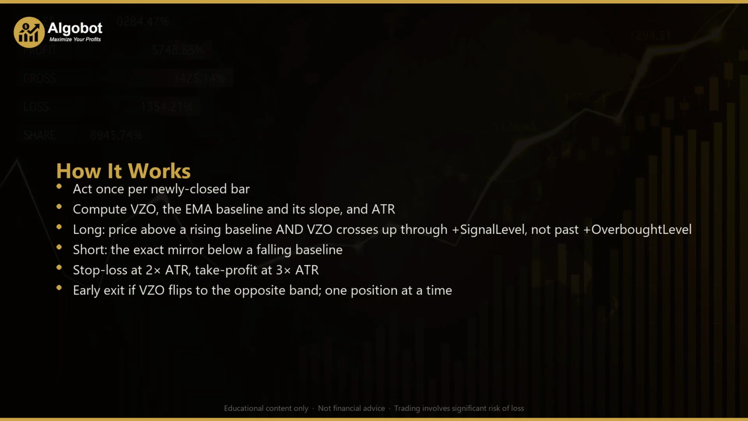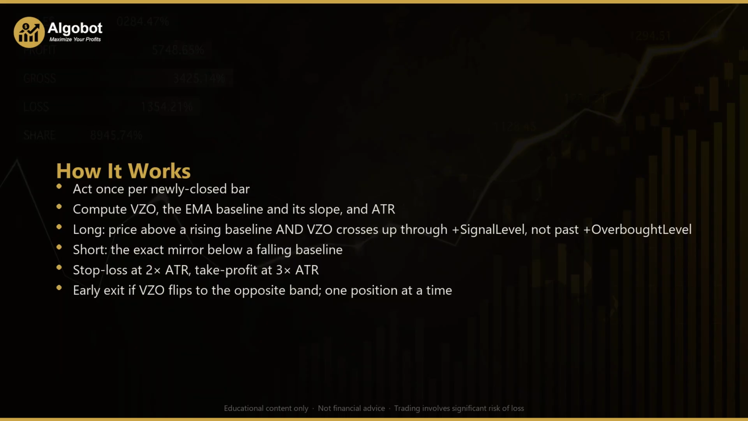Price must be below the baseline. The baseline must be sloping down, and the oscillator must cross down through the negative signal level while remaining above the negative overbought level. Once a position is open, risk is framed immediately. The stop loss is placed at a distance of 2 times the average true range from the entry, using the stop multiplier. The take profit is placed at 3 times the average true range, using the target multiplier. That gives a reward to risk shape of roughly 3 to 2 on every trade, defined by volatility rather than by a fixed number of pips.